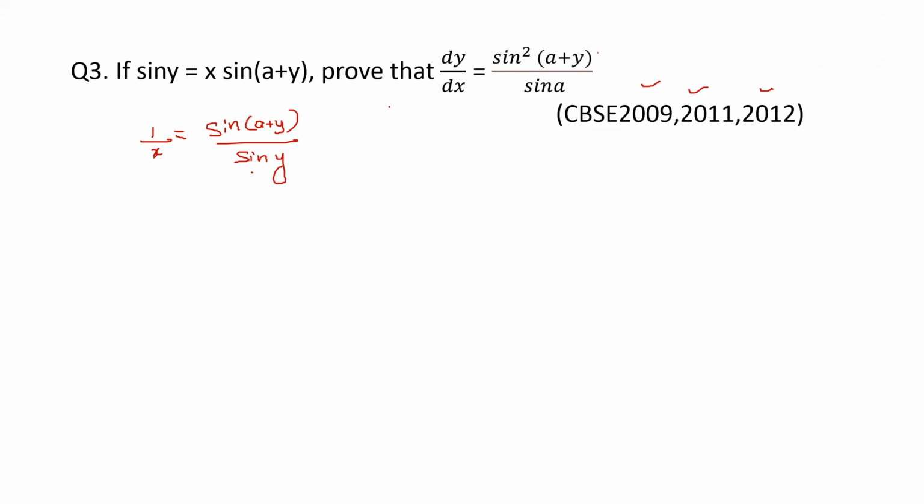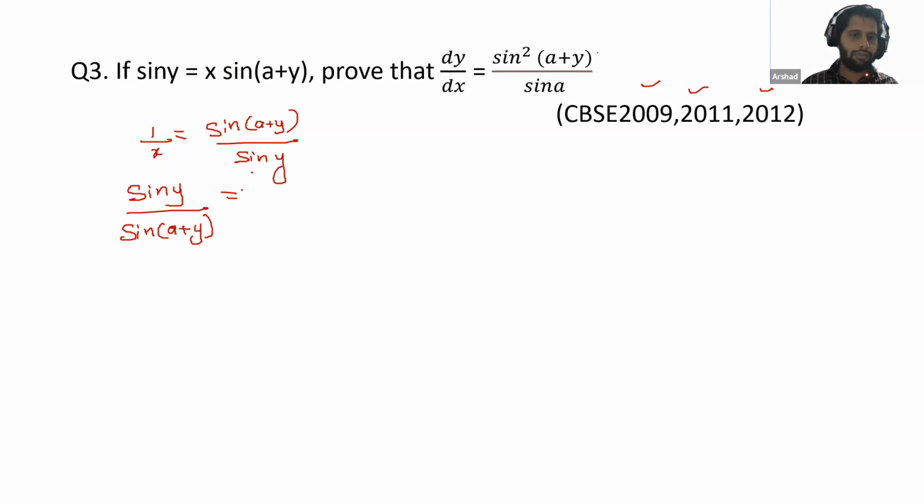So can we do it like this: it is 1 by x. So if we take x, then sine y by sine a plus y. So you want to say that we will shift this to the left side. So this becomes sine y by sine a plus y, and you will shift x over here. Yes. Very good, Zed. Excellent.